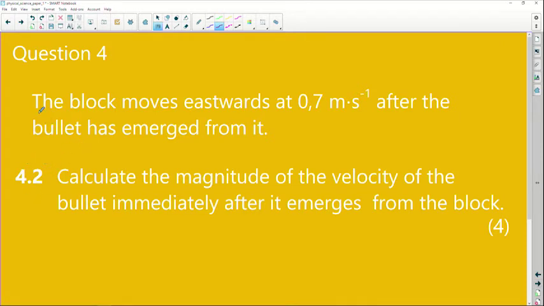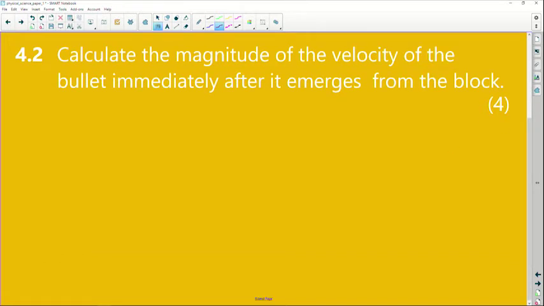Before we get to that, they also give us an additional piece of information. They say here the block moves eastward at 0.7 meters per second after the bullet has emerged from it. So we will take that into account when we solve the problem.